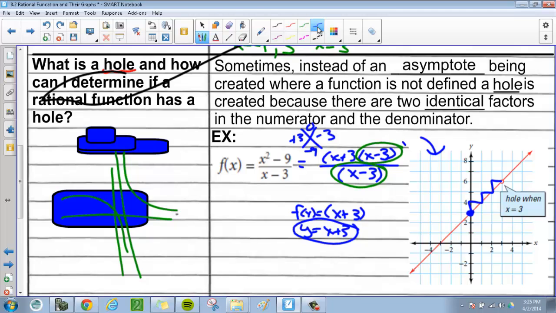And so because we had these two things together, they cancel each other off, creating this hole. It's not really a black hole. It's just a hole right here at this point, instead of an asymptote on a normal rational function. So that's what a hole is, and that's how you can determine whether it's a hole or an asymptote when dealing with rational functions.